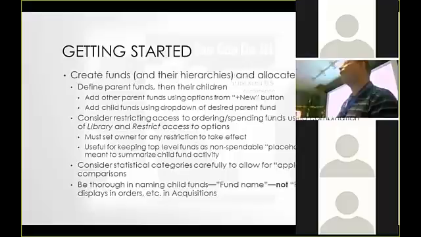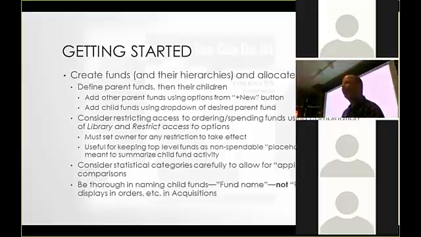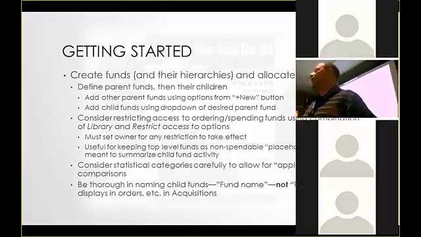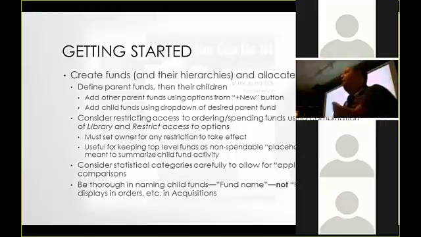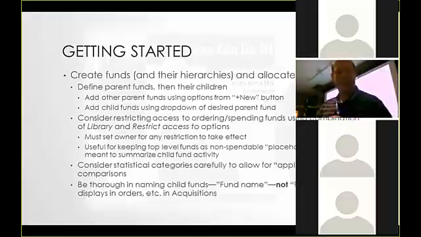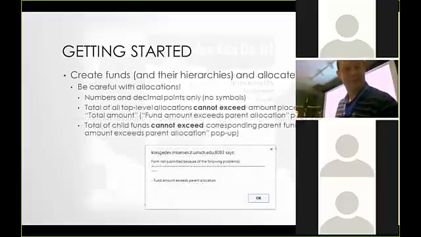And be very careful in the naming of your child funds. Be alert that fund name, not fund code, displays in the order. If you have books as a sub-fund in a number of different parents, all you're going to see in your orders is books. So do yourself a favor. Materials books, shoemaker books, gift books. Do yourself a favor and put that detail in your fund name so that you know what you're getting into.